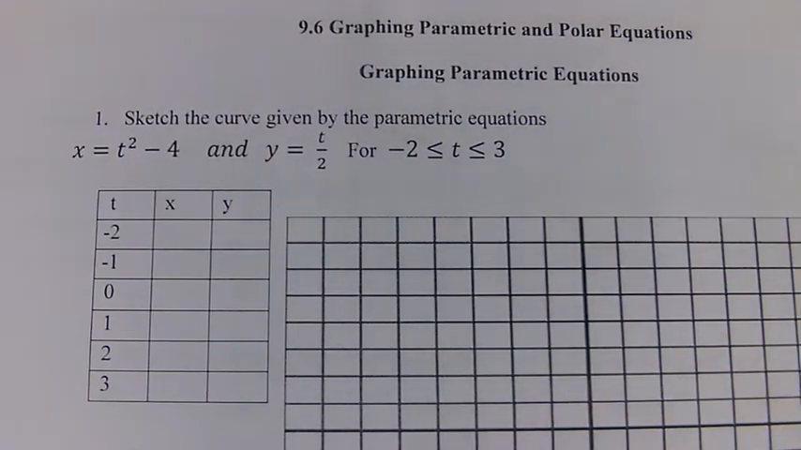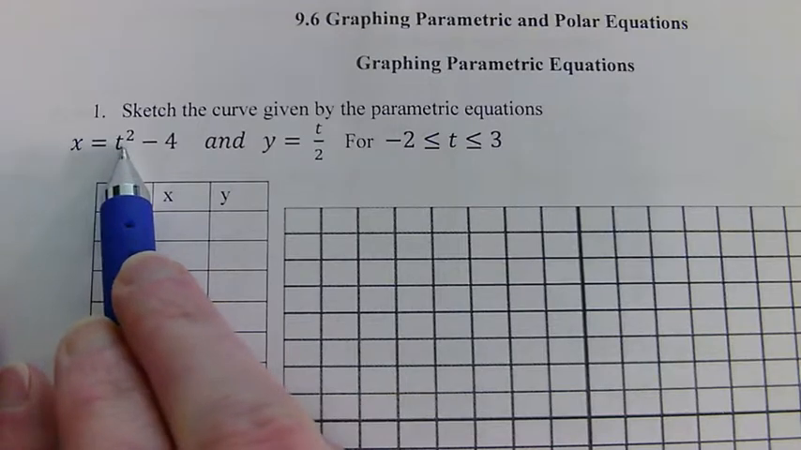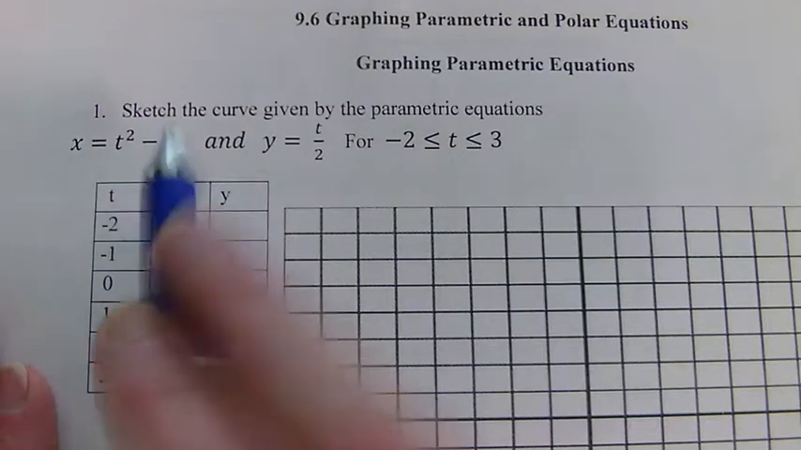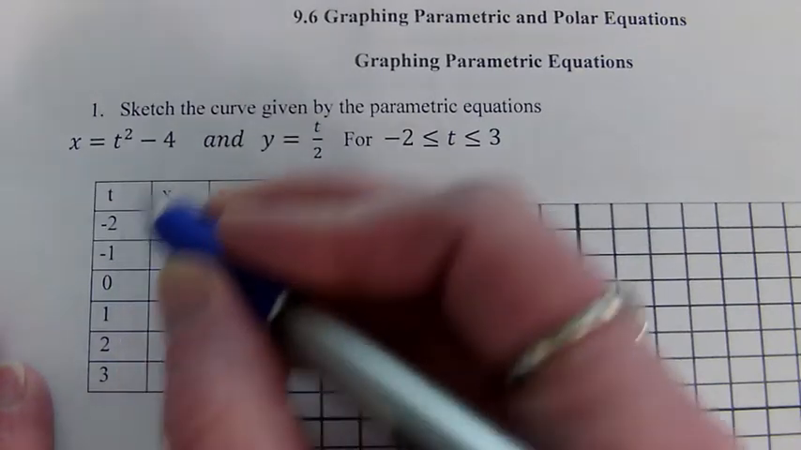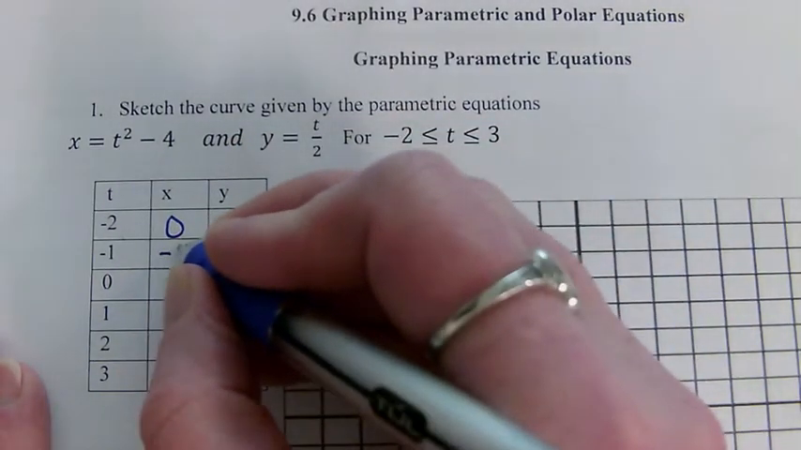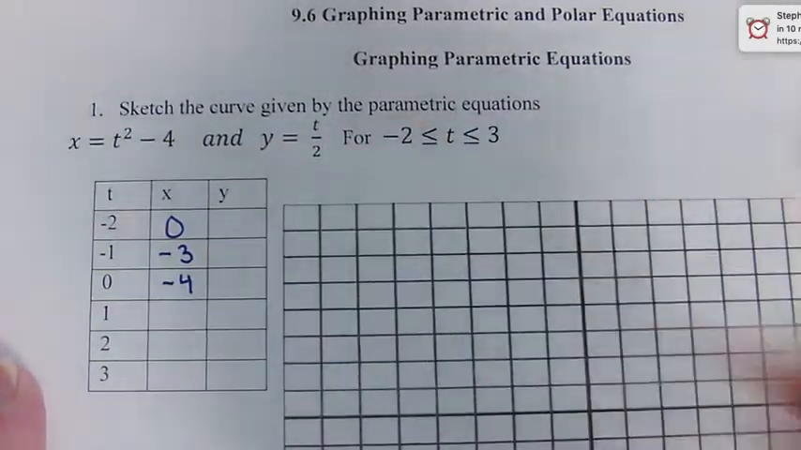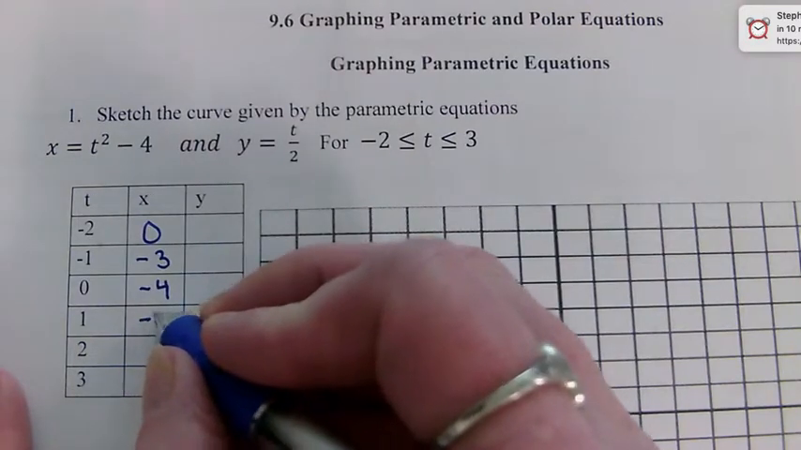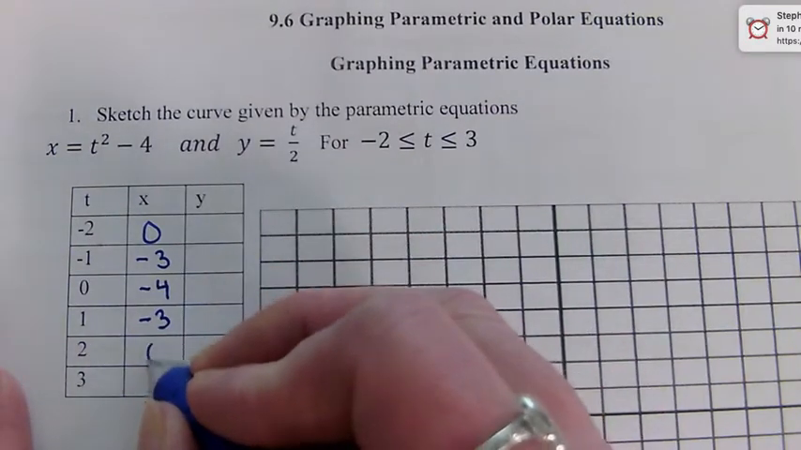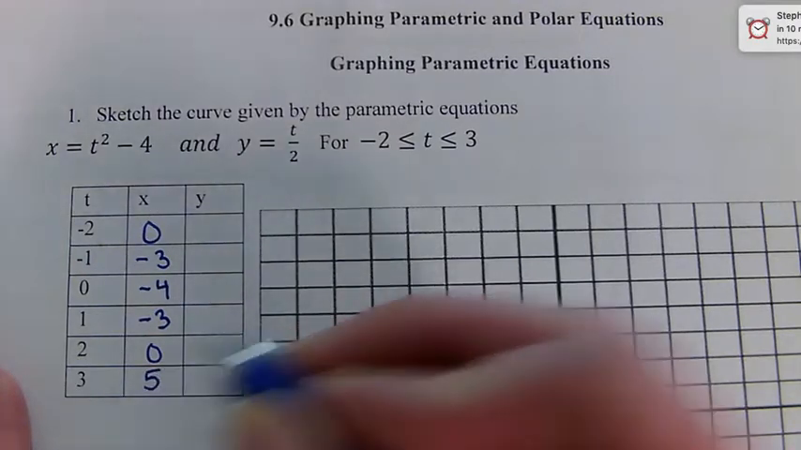So, -2 squared would be a positive 4 minus 4, that's 0. -1 squared would be 1 minus 4, that's -3. 0 squared minus 4 is -4. 1 squared minus 4 is -3. 2 squared, that's 0. 3 squared is 9, that gives me a 5.